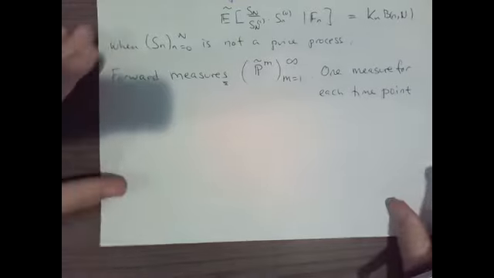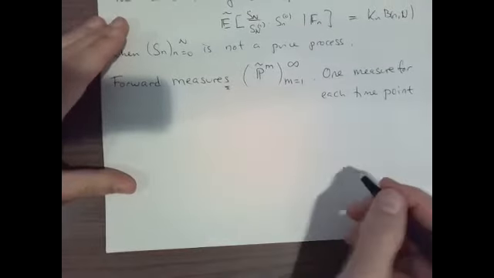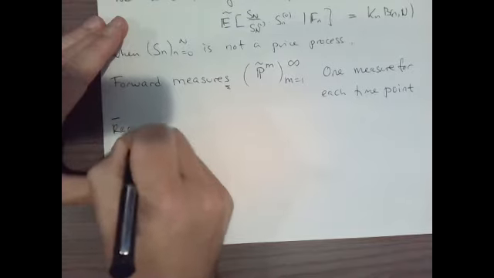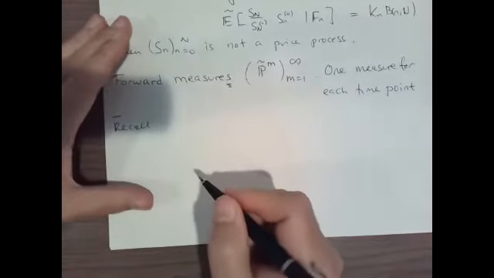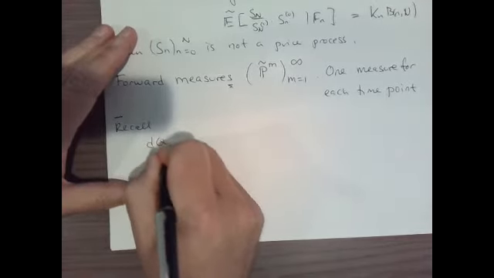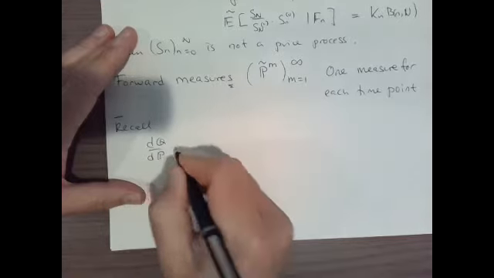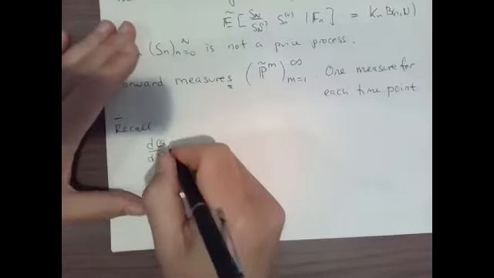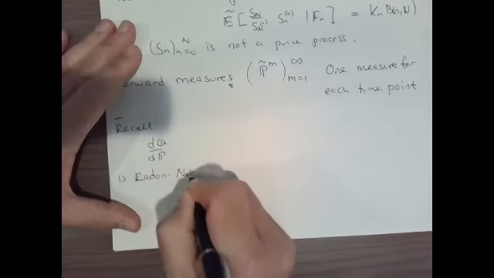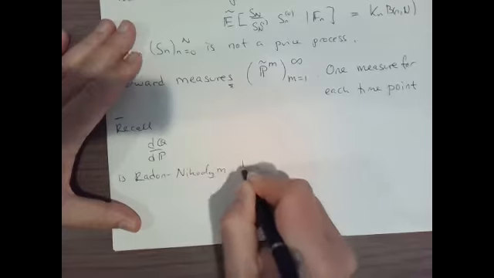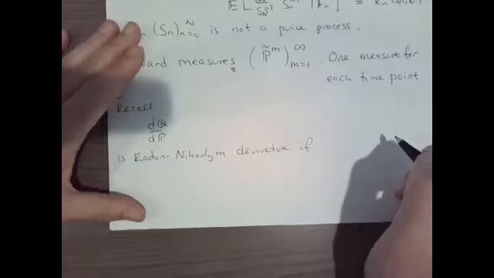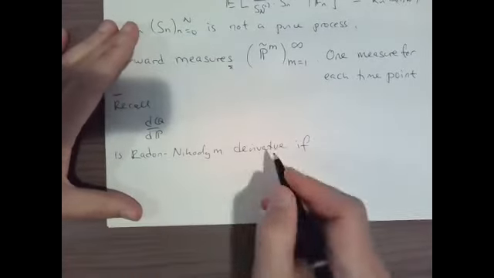Well, the way that it goes, you define them through their Radon-Nikodym derivatives. So maybe we should recall that. So just to recall, if I have two measures and I look at their Radon-Nikodym derivative dQ/dP, recall that this one is a Radon-Nikodym derivative if, well, we need a bunch of properties.